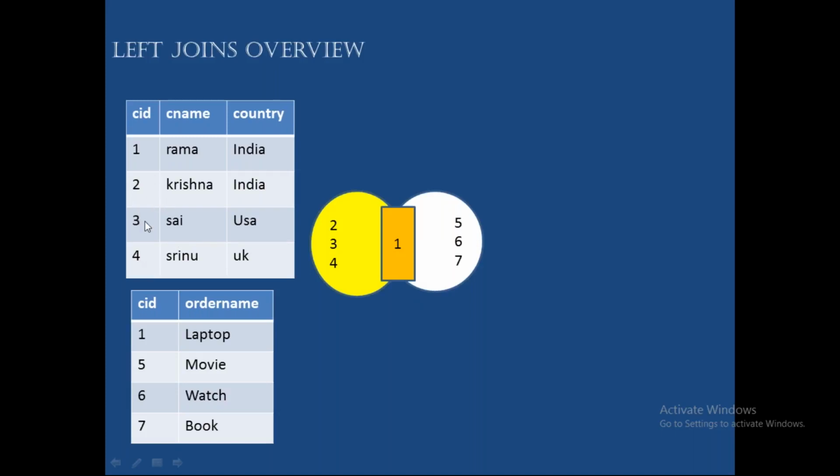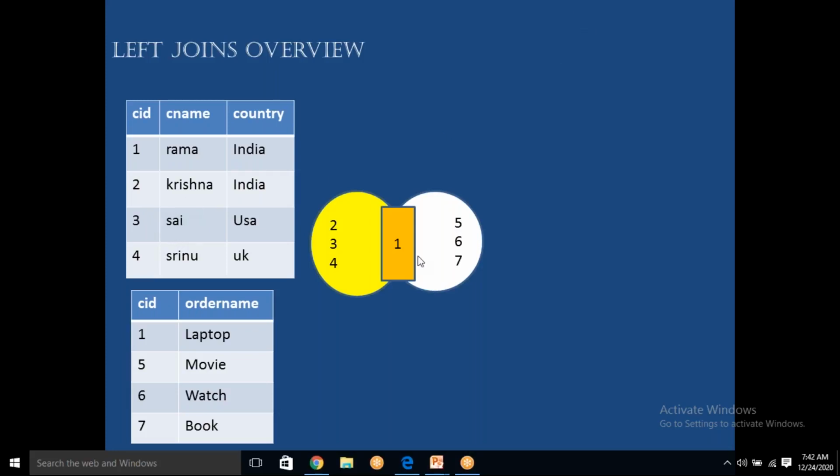Understood? How many of you understood? I will get 2, 3, 4. Is it correct or not? How many people can say it is correct? Yes, Malaya. When order name is null, I will get 2, 3, 4. Yeah, correct, Malaya. So we will get 2, 3, 4.